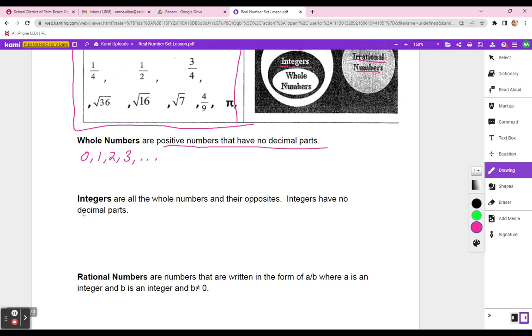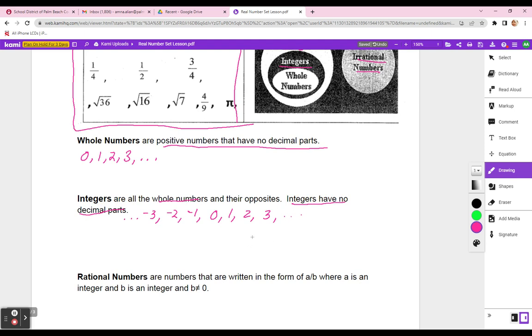The integer number set, which is also a subset of the rational number set, are all the whole numbers that we have here, 0, 1, 2, 3, dot, dot, dot, and their opposites. So we go in the opposite direction: -1, -2, -3, dot, dot, dot, to include all those numbers. And integers have no decimal parts. Just remember that. Just like whole numbers have no decimal parts.